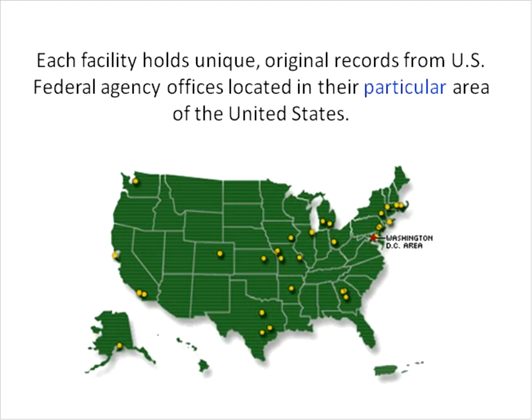Each one of our facilities across the United States holds unique original records from the U.S. federal agency offices located in their particular area of the United States. Our particular area is Washington, Oregon, and Idaho. So we have records from the field offices of federal agencies in Washington, Oregon, and Idaho. We have about 92 agencies represented in the National Archives in Seattle. And Anchorage, of course, covers the whole state of Alaska.